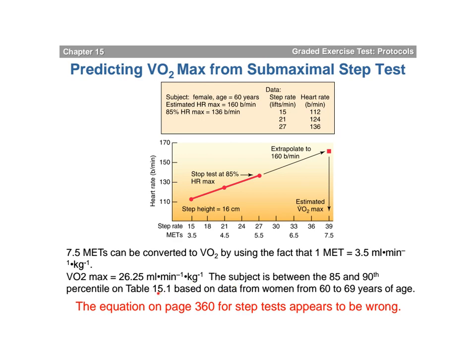So there's a table in this chapter, table 15.1, which gives you a lot of data based on age and sex. And so this subject's actually very fit. The subject is between the 85th and 90th percentile on this table, and that's comparing her to women aged from 60 to 69 years of age.